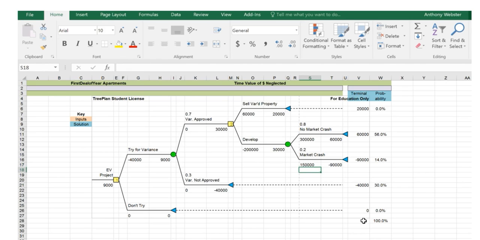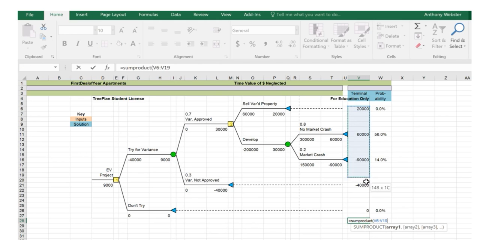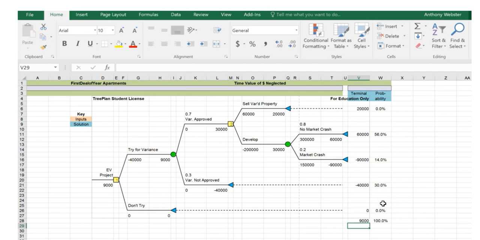All right, so how am I going to get that? In Excel, the way that you get this is with a function called SUMPRODUCT. So I say SUMPRODUCT of all of my cash results with all of my probabilities. And I get 9,000, so this is my EV project. And this is my sum of probs here. So this is pretty good. I'm pretty happy about this result. It's looking like I have matched what the software is telling me.